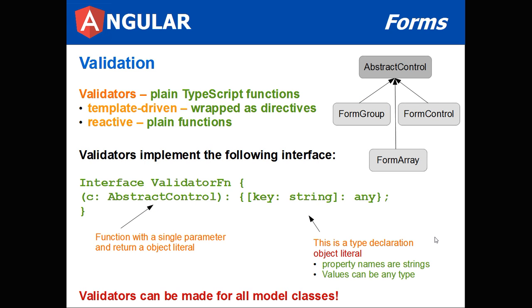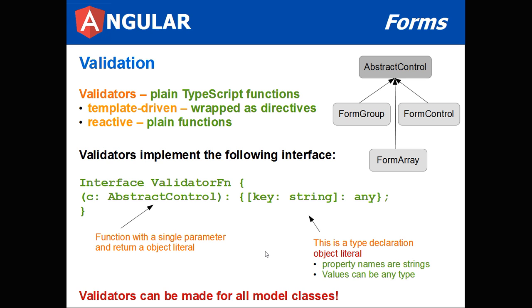Okay, validation. Validators use plain TypeScript functions. Template-driven ones are wrapped as directives. Reactive ones are plain functions. So validators implement the following interface using reactive forms. There's a function with a single parameter and a return of an object literal. And this is a type declaration, which is an object literal. It has property names as strings, and values can be any type.